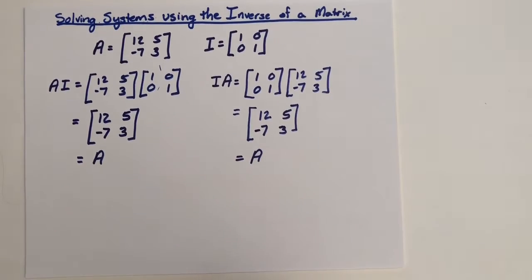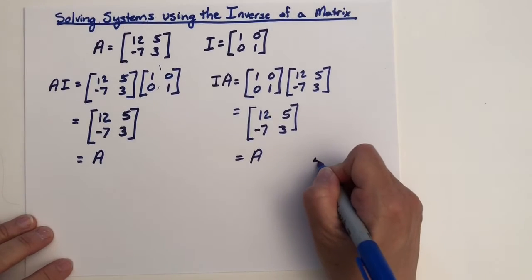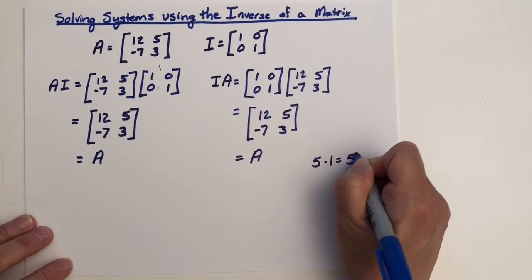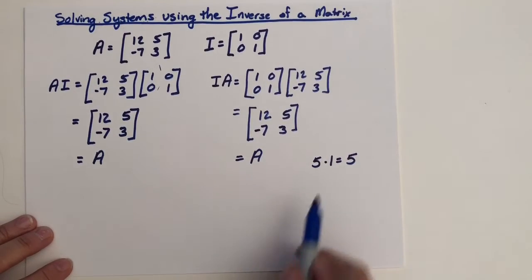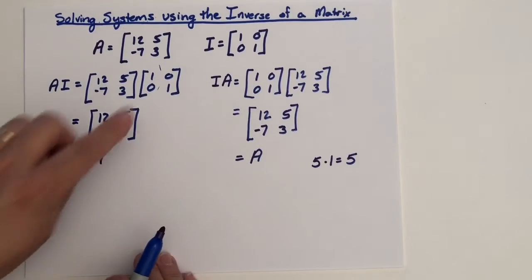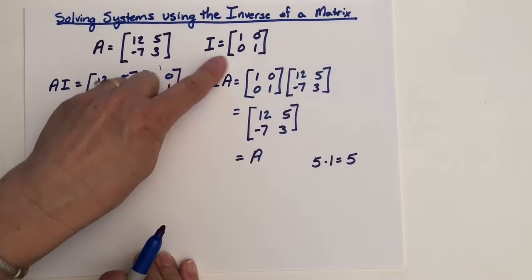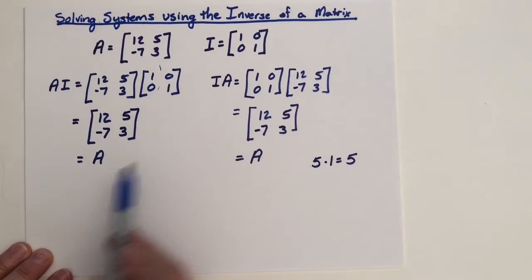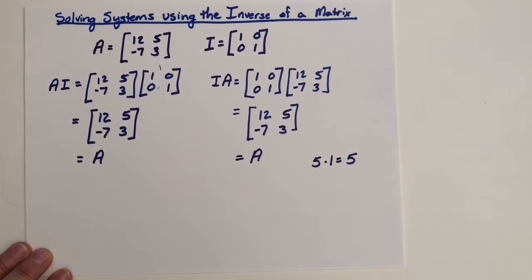I think of it much like multiplying by 1 in arithmetic. If you start with a 5 and you multiply by 1, you get right back where you started from. We call this our multiplicative identity. Similarly, when you multiply by this identity, we end up with the same matrix that we started with.